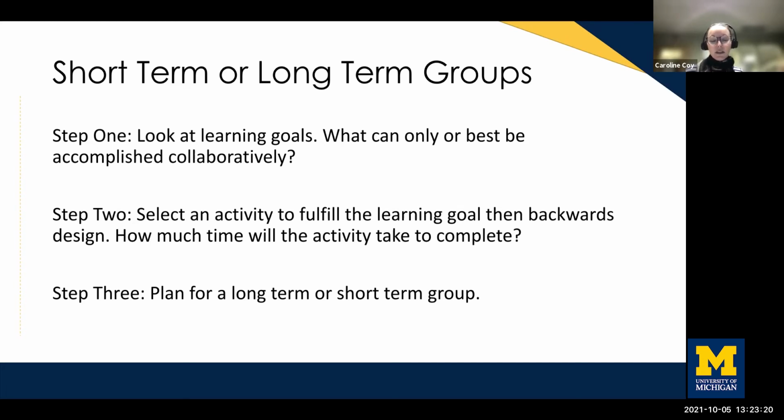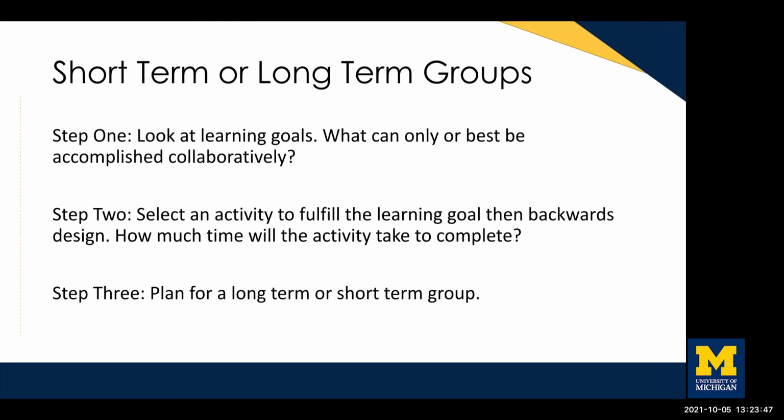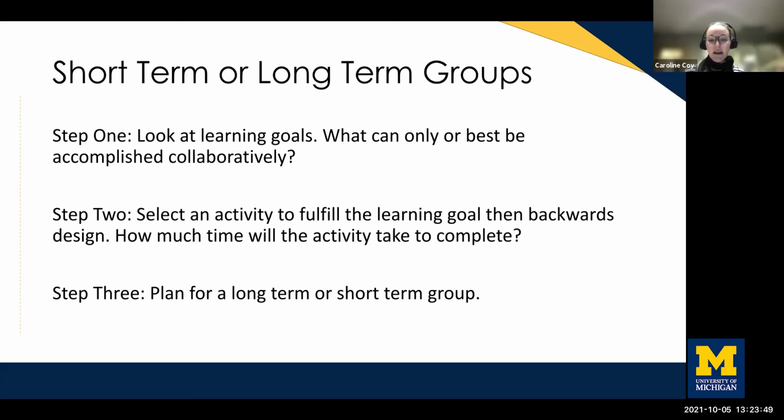So this is just basically a step-by-step of what I just summarized: knowing the learning goal that's going to be best for a collaborative assignment, and then selecting an appropriate activity, and then planning whether that can be accomplished with a short-term or a long-term group. The second example I gave might be perfect for a short-term group. They come prepared with their reflection, they have a group activity within class, and then they have something they turn in individually afterward.